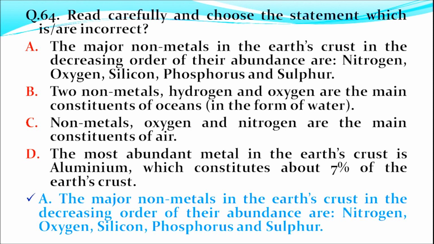Option A is the incorrect statement. The major non-metals in the earth crust in the decreasing order of their abundance are nitrogen, oxygen, silicon, phosphorus, and sulfur. That statement is incorrect.